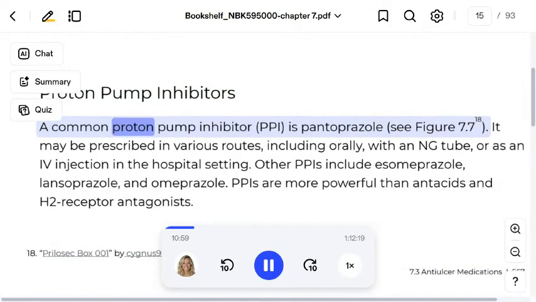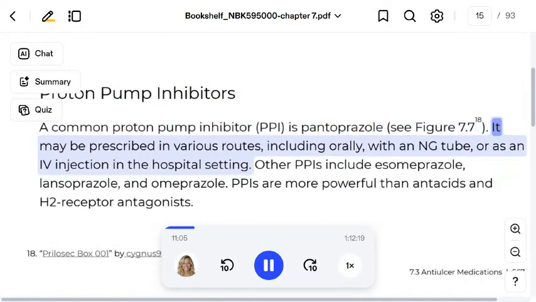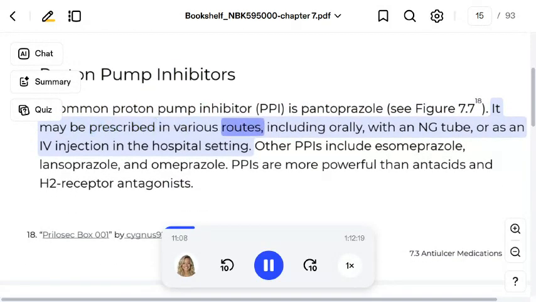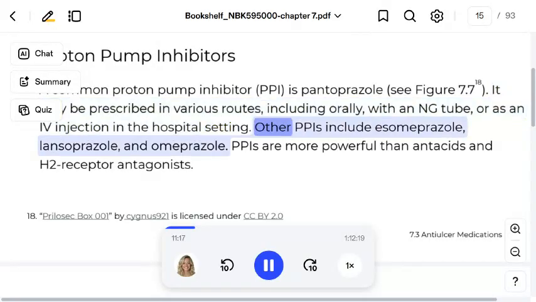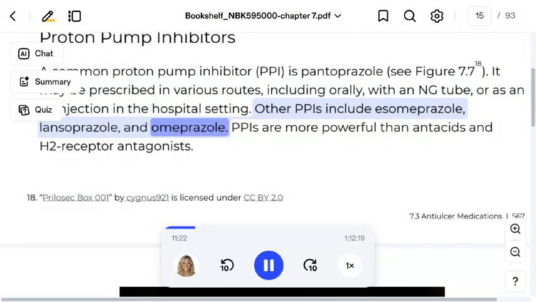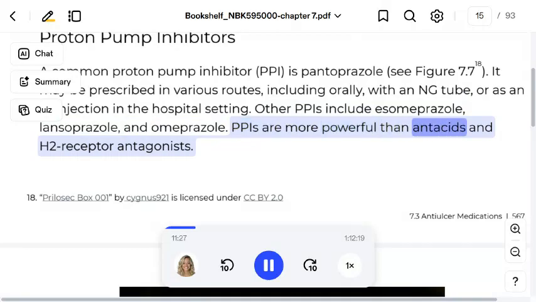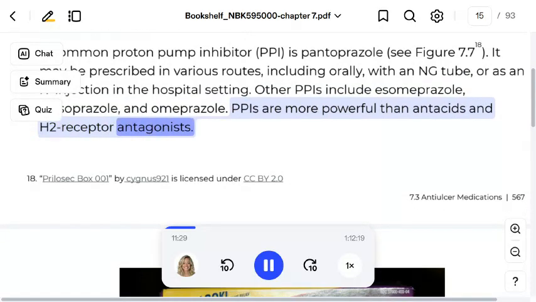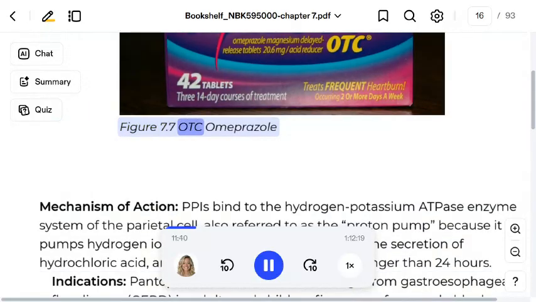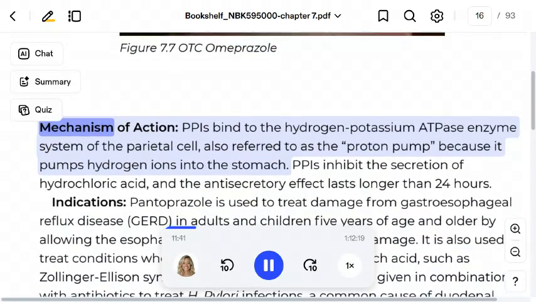A common proton pump inhibitor is pantoprazole. It may be prescribed in various routes, including orally, with an NG tube, or as an IV injection in the hospital setting. Other PPIs include esomeprazole, lansoprazole, and omeprazole. PPIs are more powerful than antacids and H2 receptor antagonists. Figure 7.7 OTC omeprazole. Mechanism of action.